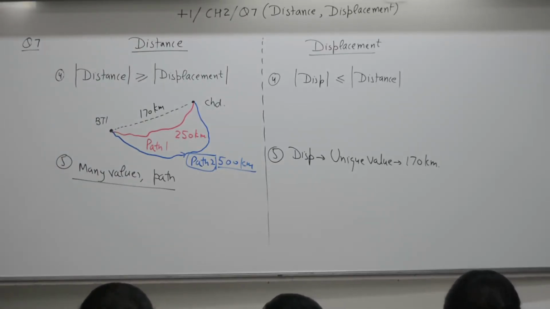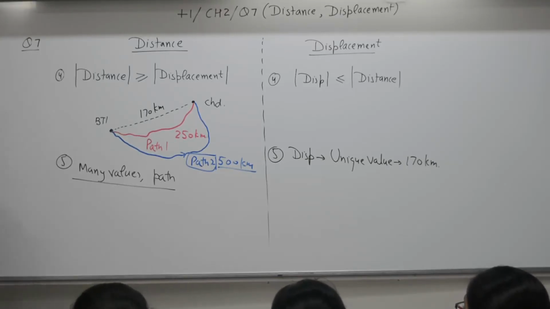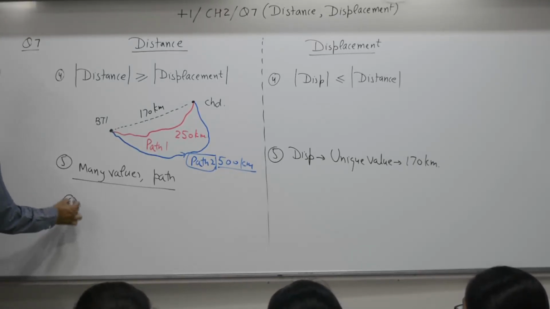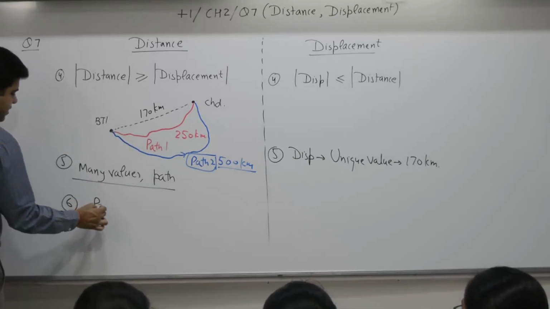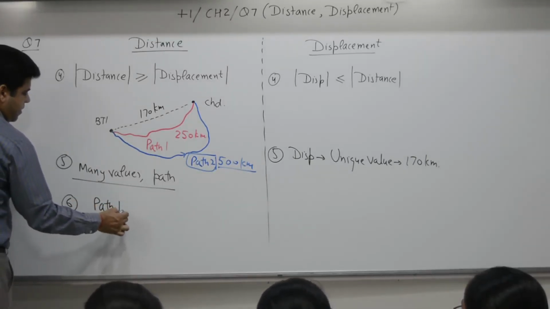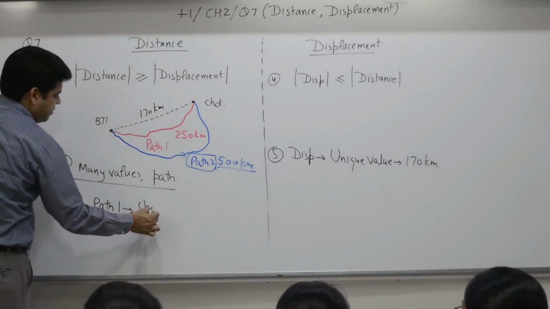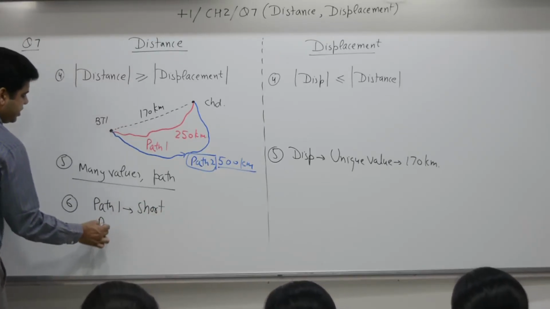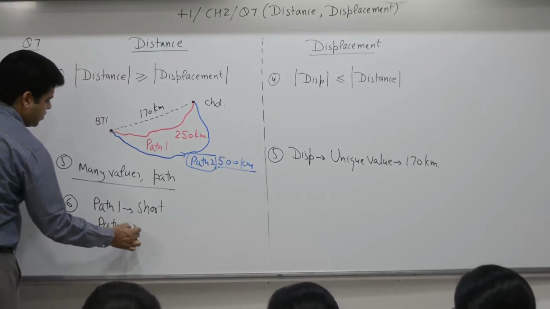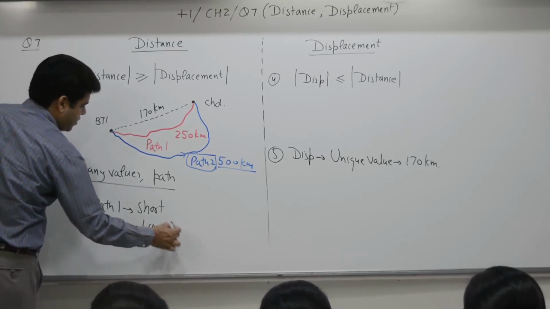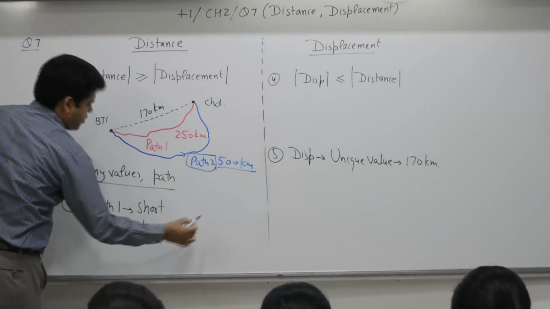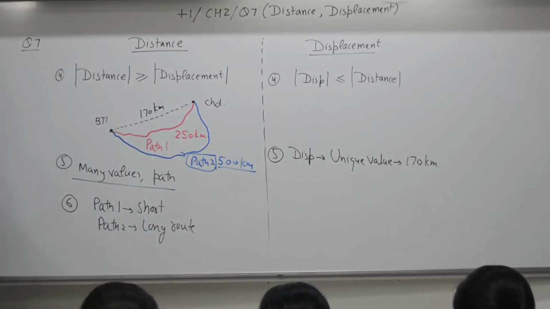Last point. The distance traveled by the object between two positions tells the type of path followed. This path 1, short route. Path 2, long route. Agreed or not?